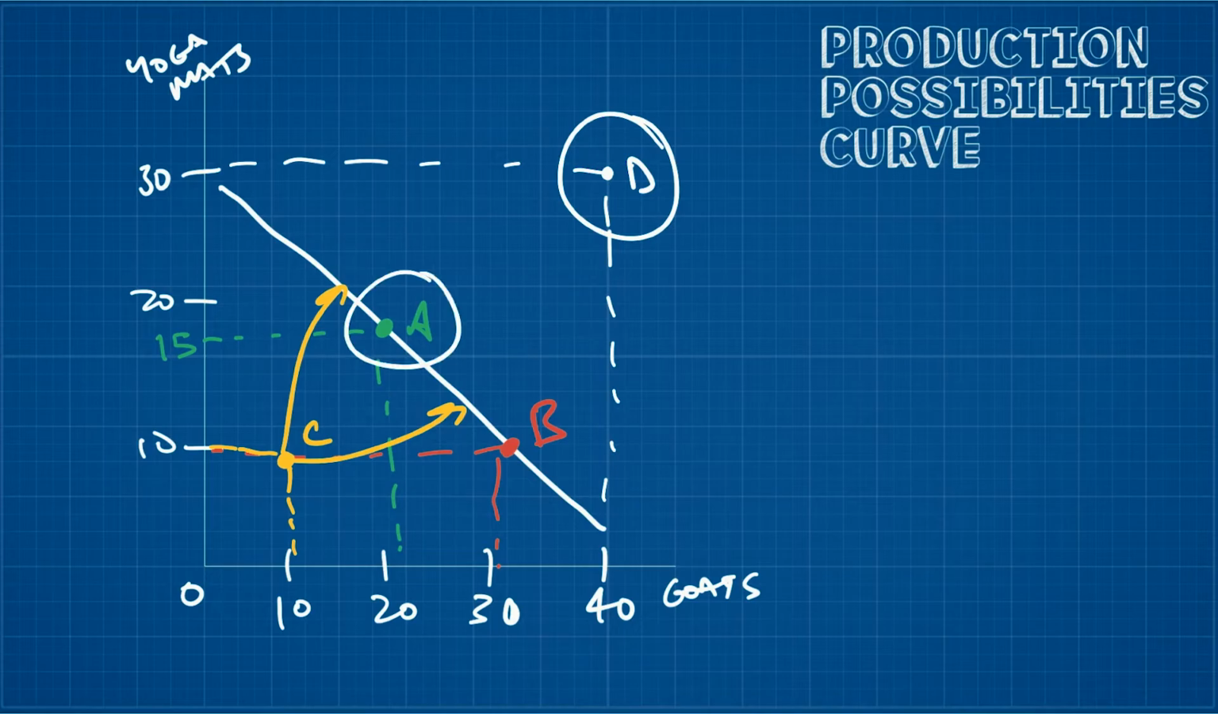So point A and point B are both feasible and efficient. Point C is feasible but not efficient. Okay, that's how the curve works, and what we've seen in that curve is efficiency in production. But efficiency in production is not the only kind of efficiency that we need to consider. There is also efficiency in allocation. What that means is not every movement along that curve is equally beneficial for YoGoat.